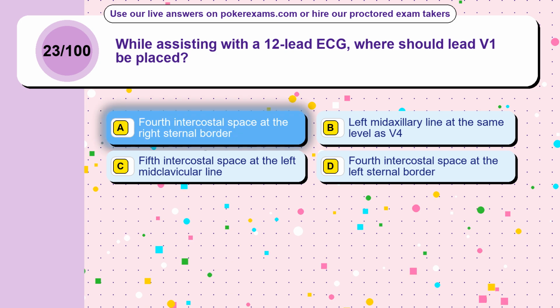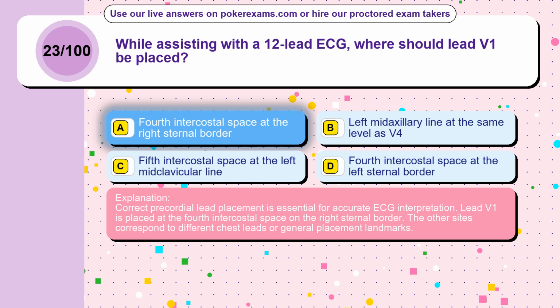The correct answer is option A. Fourth intercostal space at the right sternal border. Correct precordial lead placement is essential for accurate ECG interpretation. Lead V1 is placed at the fourth intercostal space on the right sternal border. The other sites correspond to different chest leads or general placement landmarks.